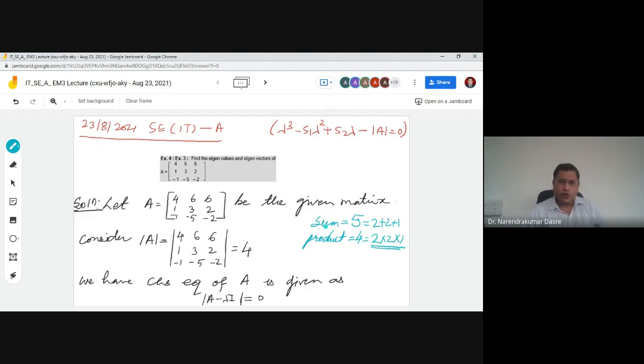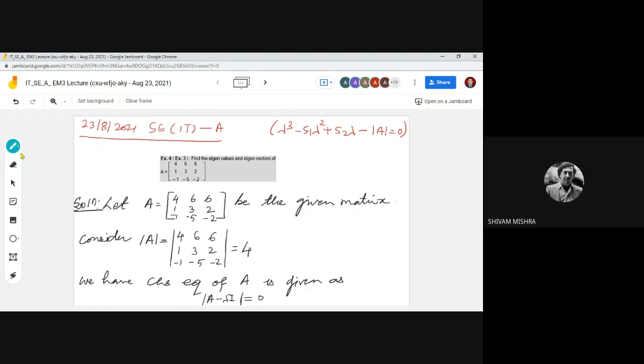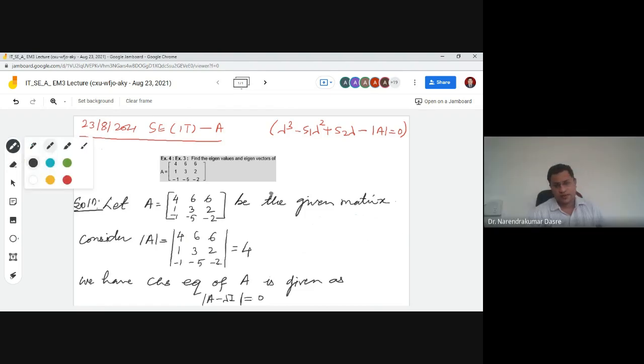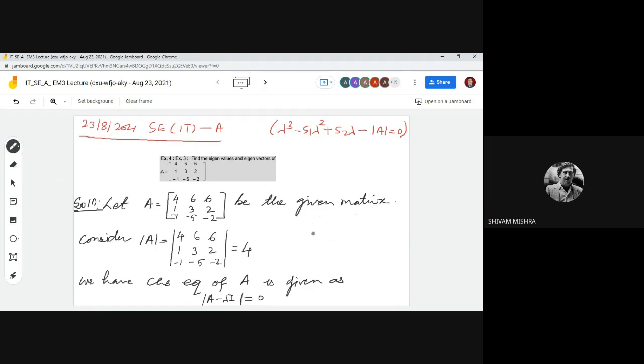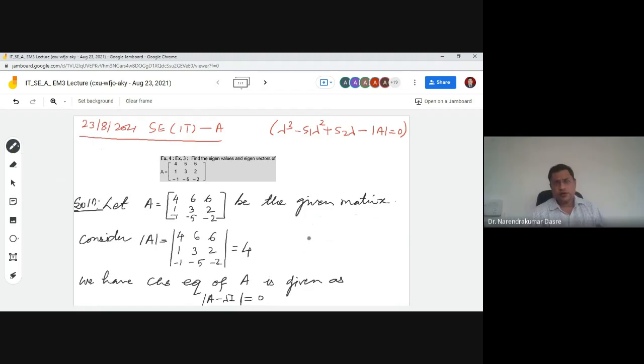Okay, and now we will check whether we have got it correct or not, and we'll calculate the eigenvalues. So the eigenvalues will be 2, 2, 1, or we can say 1, 2, 2. Sir, can you explain the sum and the product again? Yeah, no problem. But what is the relation between the eigenvalues and the product?